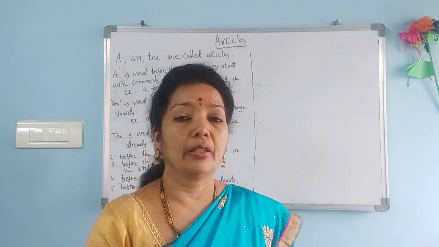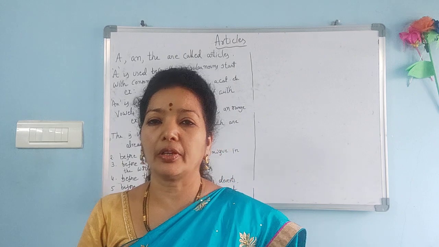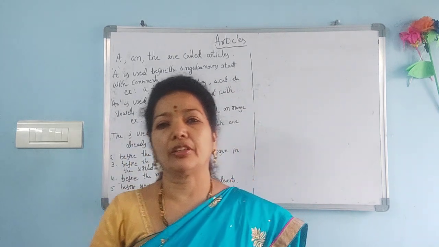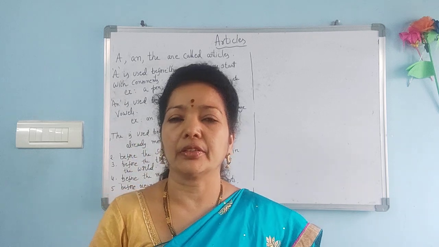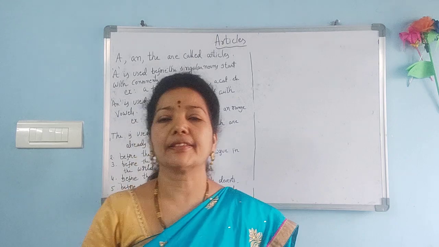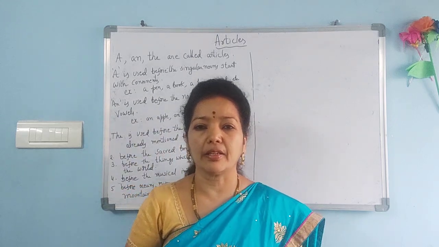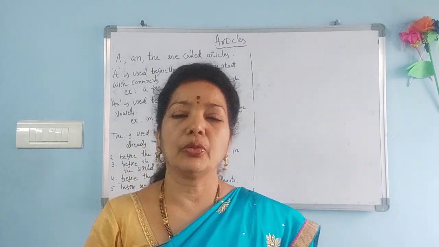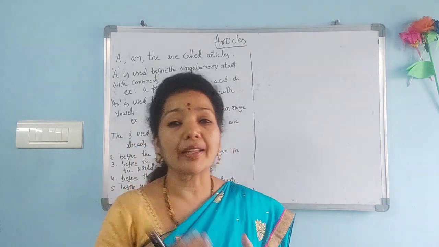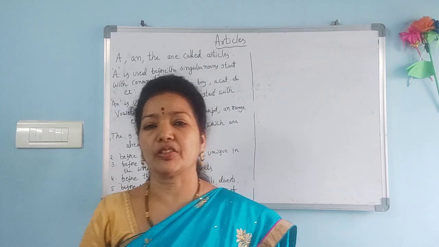So, how many types of articles are there? There are two types of articles. Definite article and indefinite article. So a and an are called indefinite articles and the is called the definite article. So where do we find these articles? These articles are also called parts of speech.